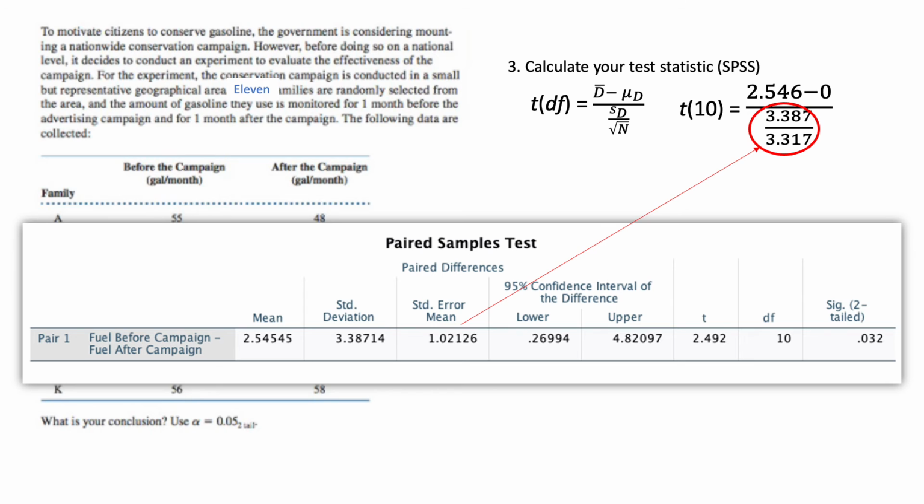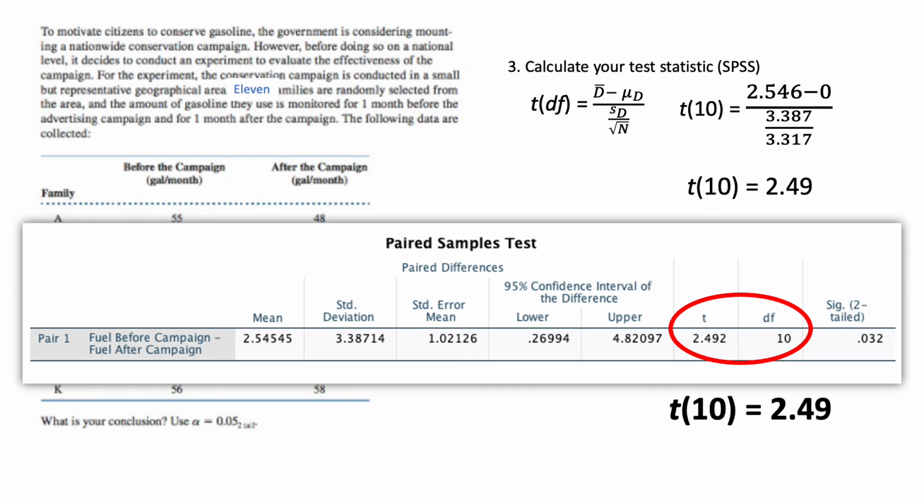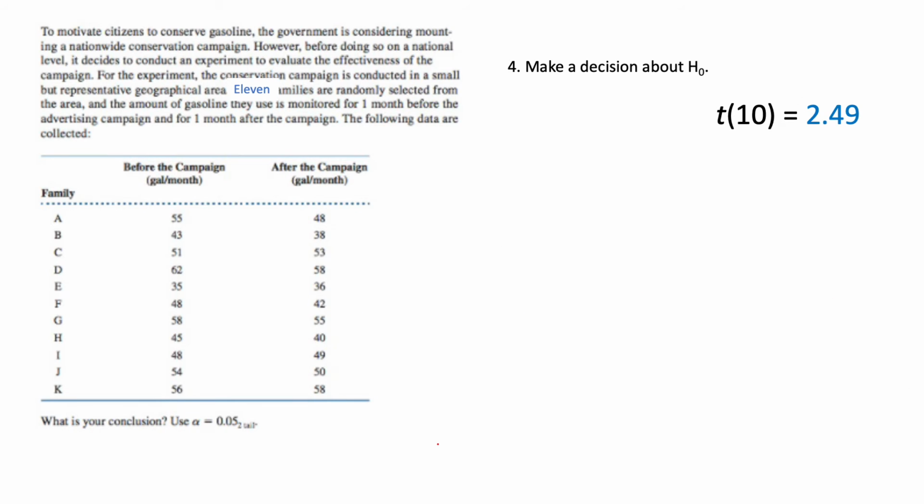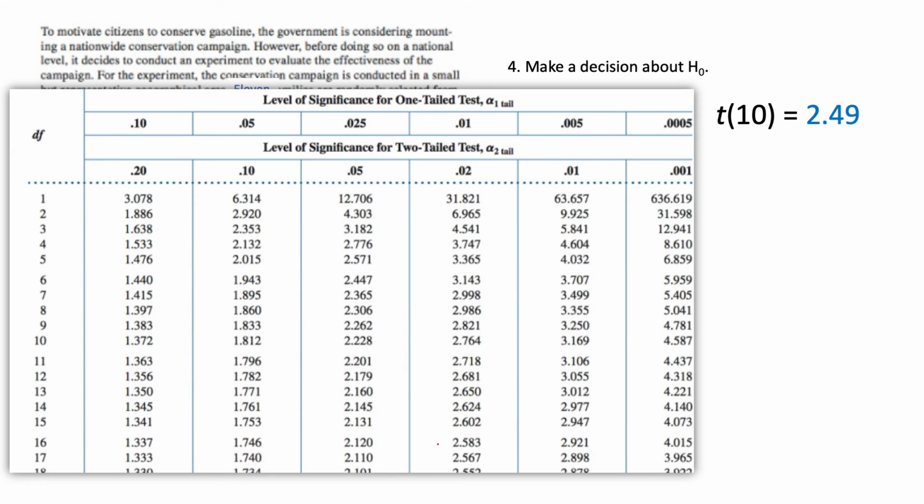So I really just need to divide 2.546 by 1.021, and I end up with a t at 10 degrees of freedom is equal to 2.49. Or, getting even simpler, SPSS gives me that right there. It tells me what my t is and my degrees of freedom. So I have my test statistic. Now I have to decide what it means, whether I'm going to reject my null or not.